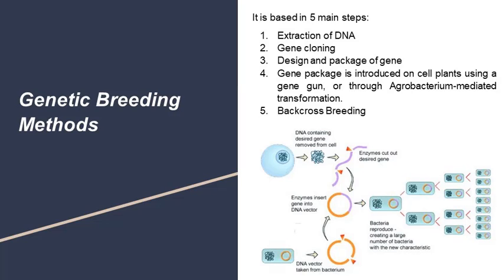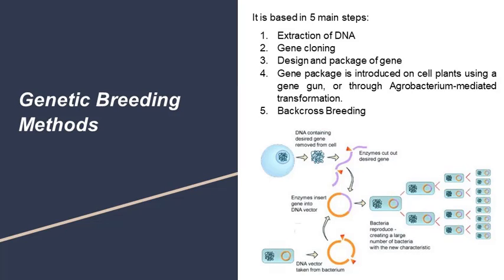First, extraction of DNA from the organism that presents the trait of interest. Second, gene cloning to isolate the gene of interest from the DNA. Third, design and packaging of the gene to control and properly express the trait in the host plant, to produce the modified gene in mass in a host cell.